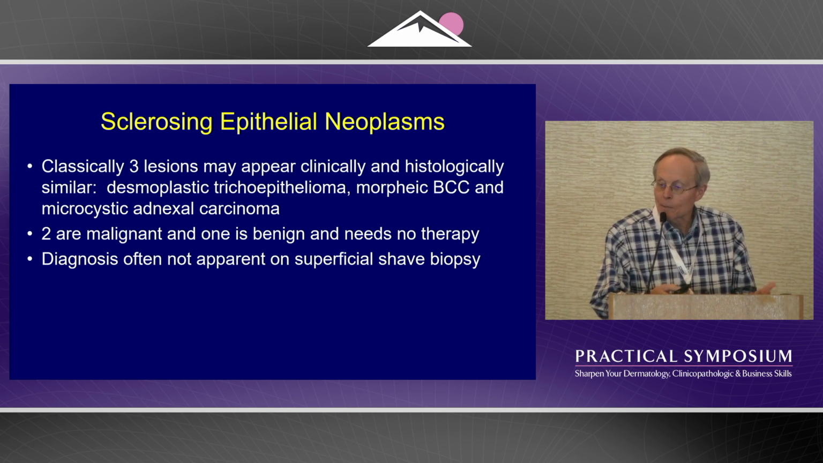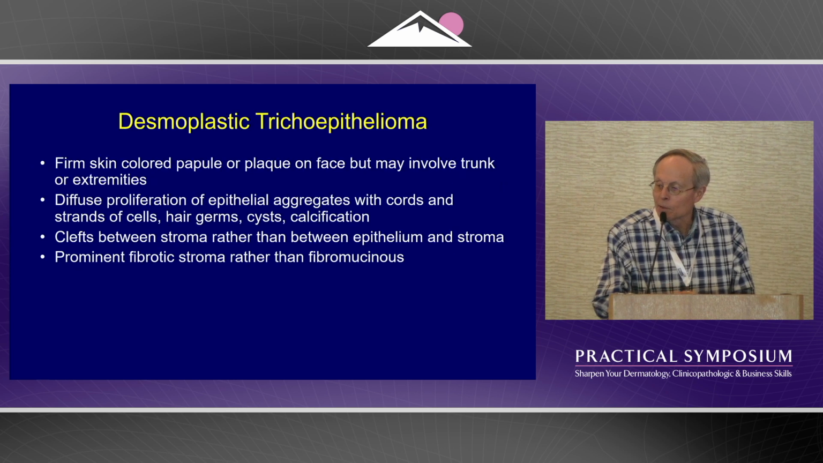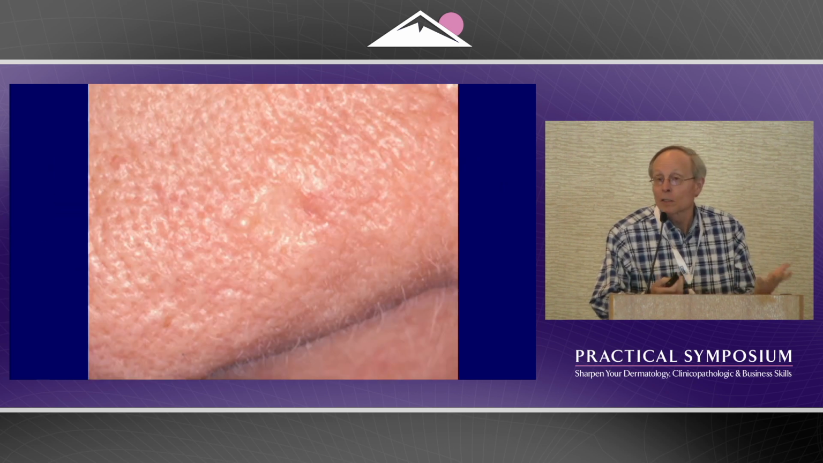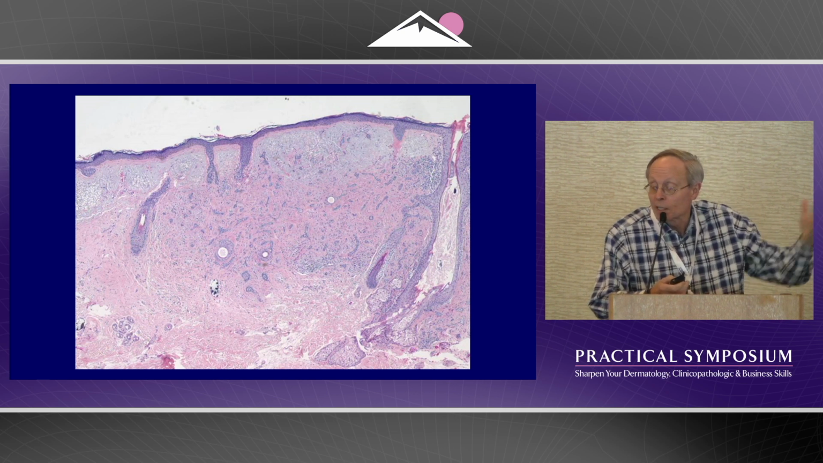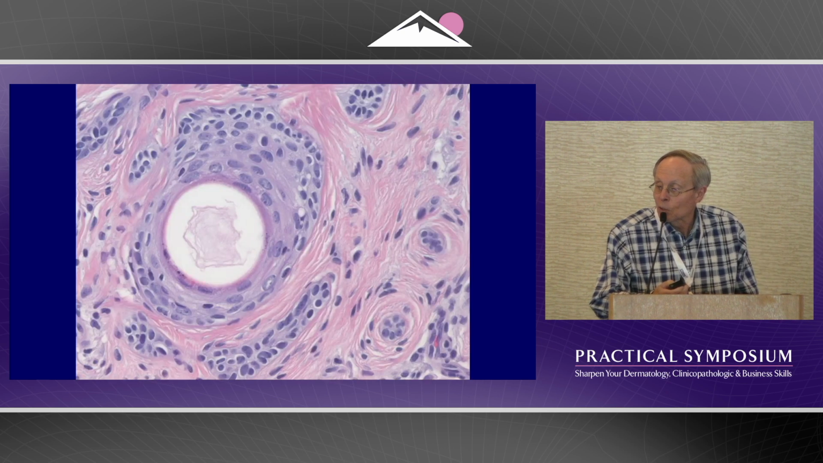The sclerosing epithelial neoplasms, Dipti showed you some examples of this yesterday. We get situations where they all look the same clinically. Okay, they're all skin-colored papules. If you get a deep incision biopsy like this, we get home free. We can diagnose this without any difficulty in that situation.